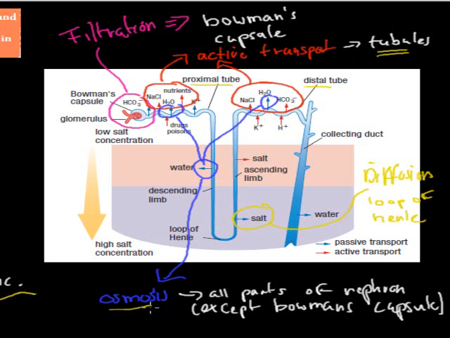We have osmosis. Osmosis basically occurs at all points of the nephron, at the proximal tubule, at the loop of Henle, and in the distal tubule as well. So osmosis occurs at all parts except for the Bowman's capsule. And diffusion occurs with salts, at the loop of Henle, when they diffuse back over into the medulla. Salts here. So that was that.